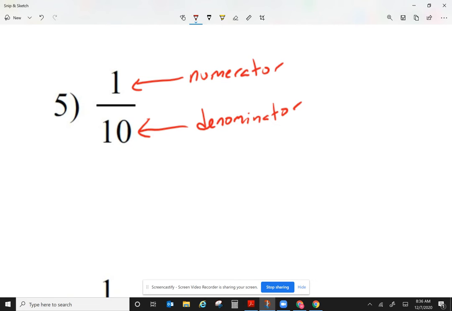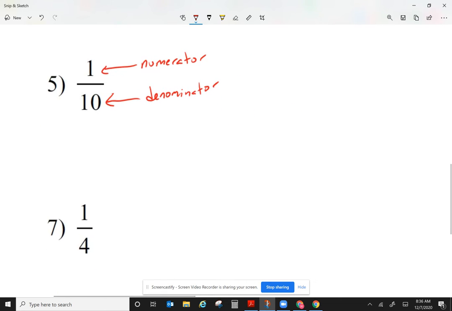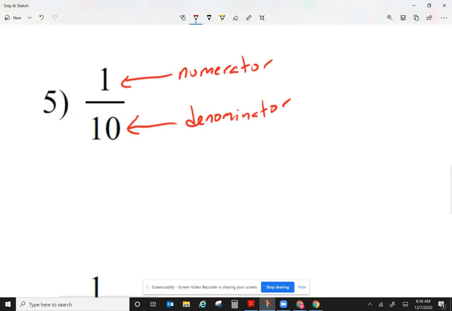I want the denominator to be a 1 with zeros. So I want the denominator to be either 10, 100, 1,000, 10,000, any number as long as it's a 1 and zeros. I don't care about the numerator. I care about the denominator. Sometimes I might have to multiply my denominator by something. Looking ahead at my question number 7, the bottom is not a 1 with zeros.